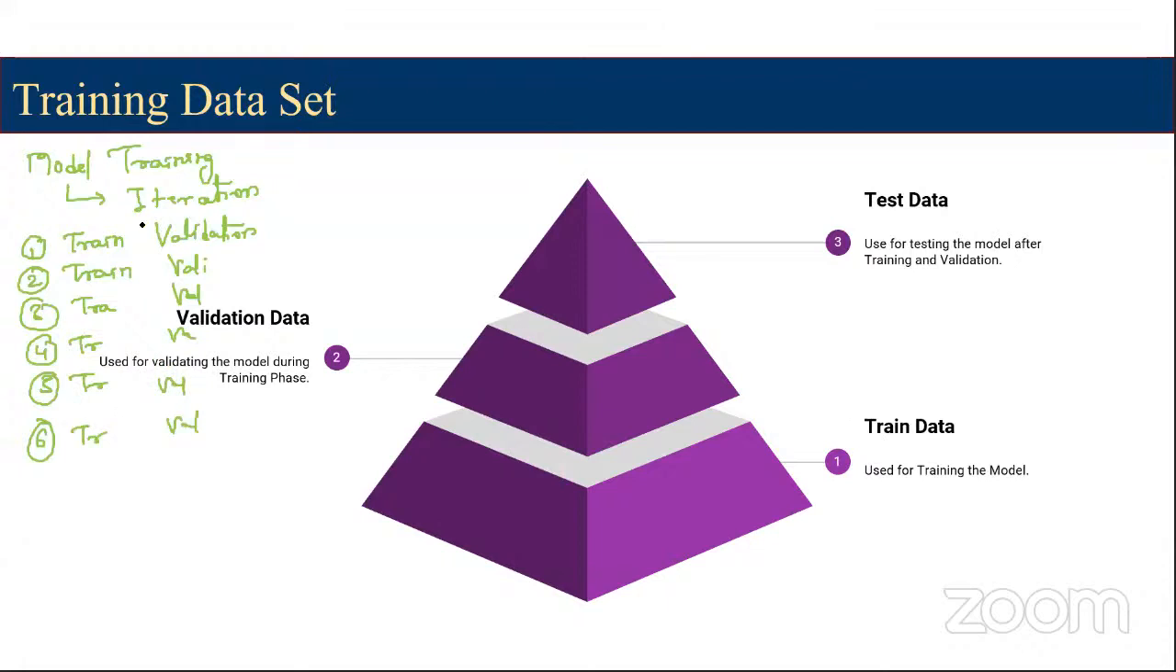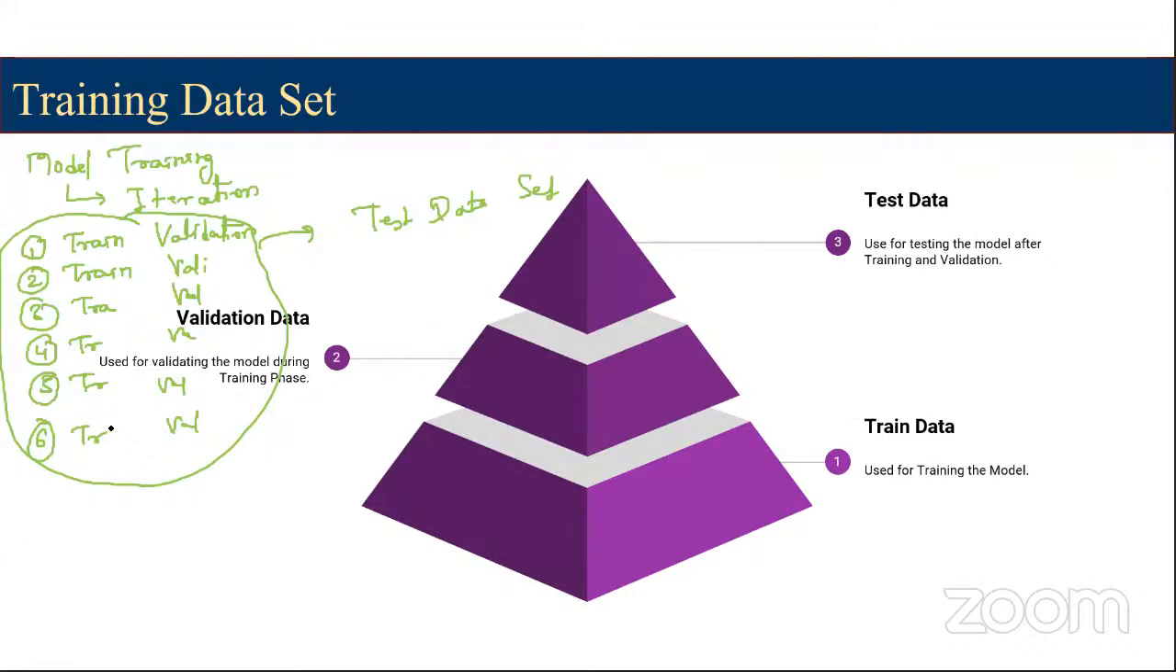Now, once you are done with all these iterations, the final evaluation happens using the test data set. So this is the process which developers follow when they are going for three splits. And mostly we do this when you have a sufficient number of data. If you have limited data, you don't need to go for a three-way split.